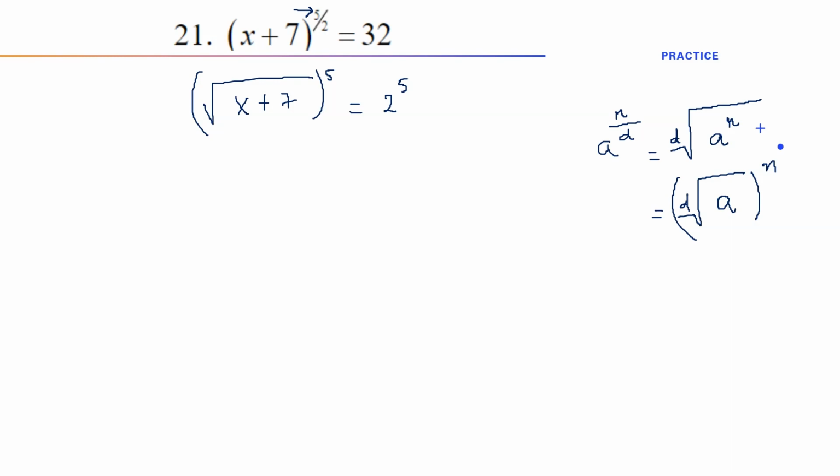So it's the same exponent, so the base will be the same. So square root of x plus 7 equal 2. Now we square both sides. x plus 7 equal 4. Subtract 7 from both sides. Then we have x equal negative 3.